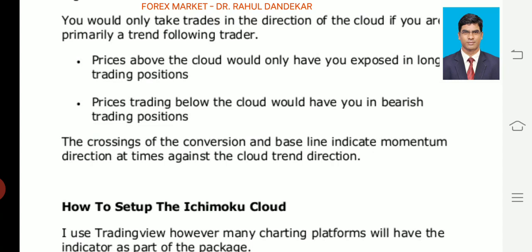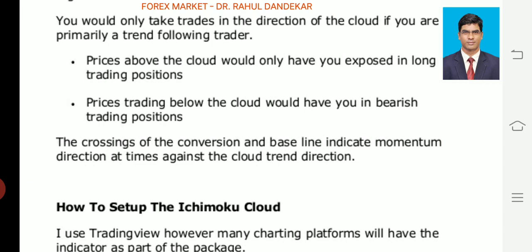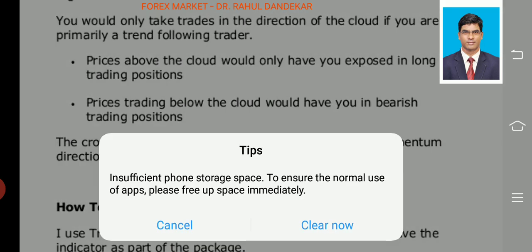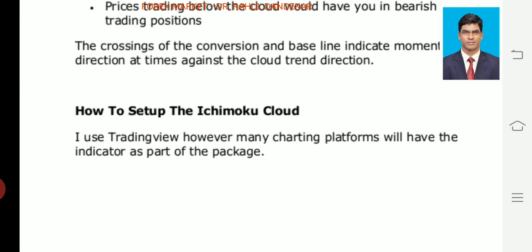You would only take trades in the direction of the cloud if you are primarily a trend following trader. Prices above the cloud would only have you exposed in long trading positions. Prices trading below the cloud would have you in bearish trading positions. The crossings of the conversion and base line indicate momentum direction at times against the cloud trend direction.